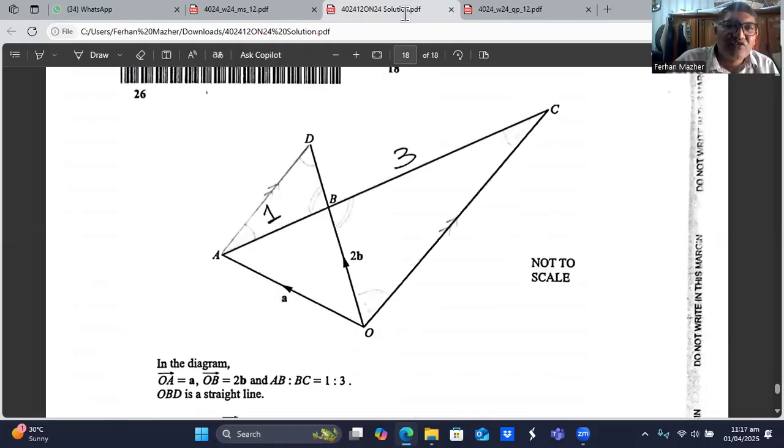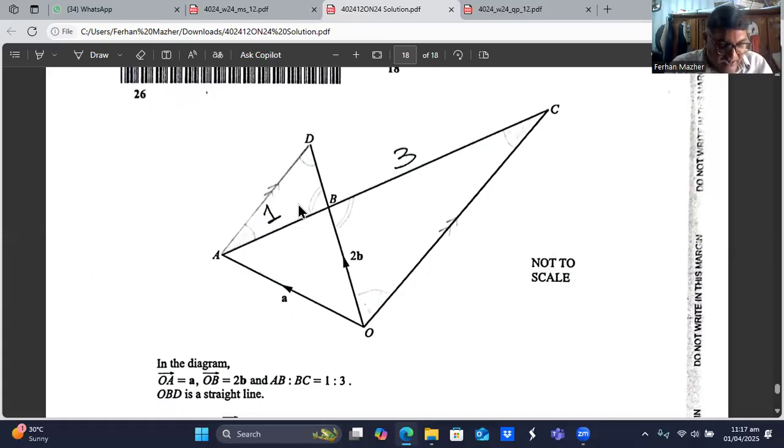I have drawn. So they said that AD is K times OC. Vector AD is K times the vector OC. That means that these two are parallel to each other. If these two are parallel, then this angle and this angle will be vertically opposite angles to each other. This angle and this angle will be alternate angles, and this angle and this angle will be equal. So this triangle ABD and the triangle CBO will be similar to each other.